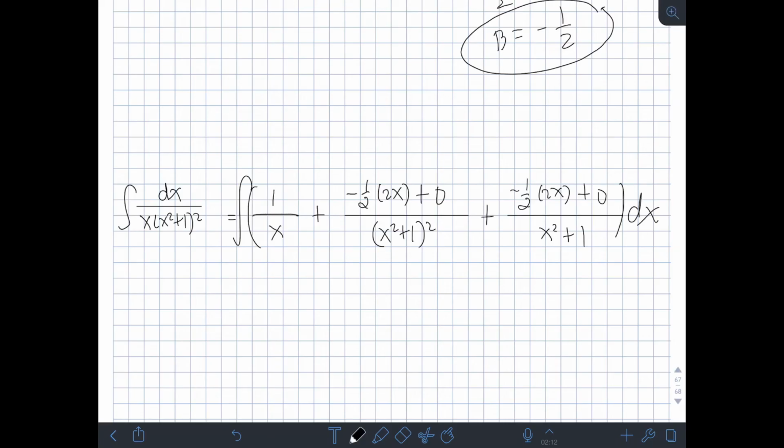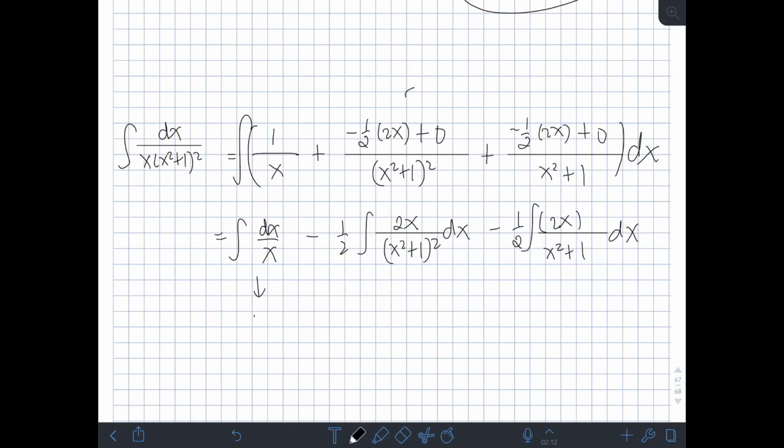Okay, so isa-isahin natin. So, we have integral ng dx over x minus, itong constant, igilid ko na lang, 1 half integral ng 2x over x squared plus 1 quantity squared dx. And then, ito, minus 1 half, 2x over x squared plus 1 dx. Okay? So, ito, integral niya is simply ln x. Minus 1 half, so ito, pwede agad nating i-let si u itong denominator na x squared plus 1 kasi nga, in-account na natin yung multiplier na dx, yung derivative ng denominator. So, du is equal to 2x dx.